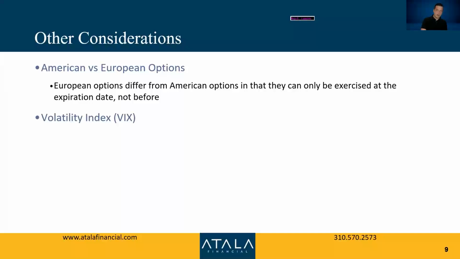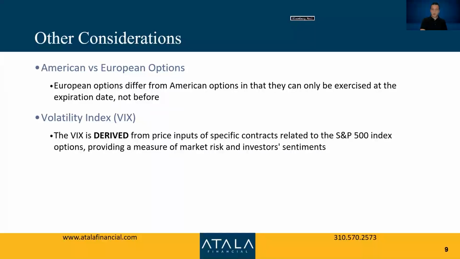The next term I'll cover is the volatility index, or VIX, which is a widely followed number. The VIX, however, is a derived number that comes from price inputs of specific contracts related to the S&P 500 index. They provide a measure of market risk and investor sentiment, and when this number gets higher, it shows there's more concern and fear. So this is also known as the fear gauge.